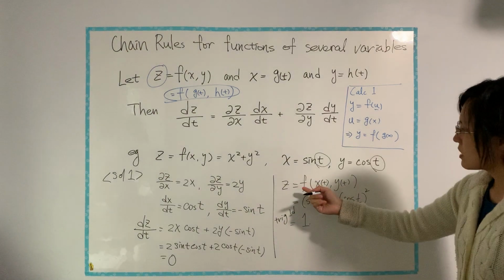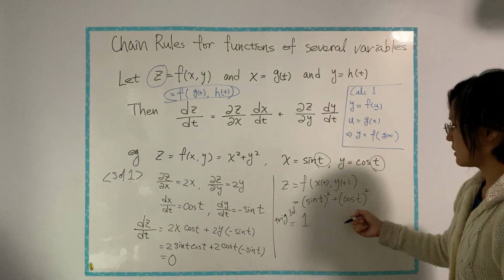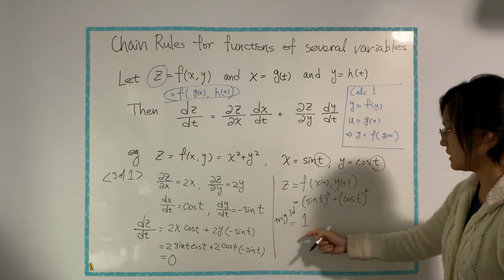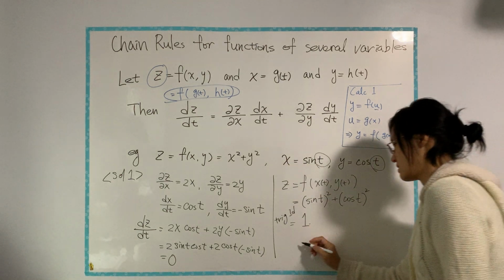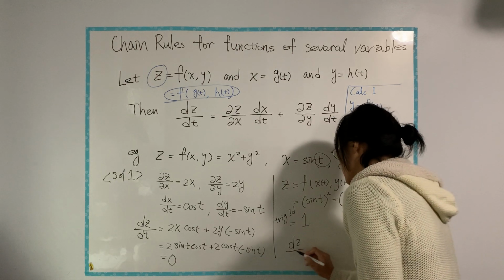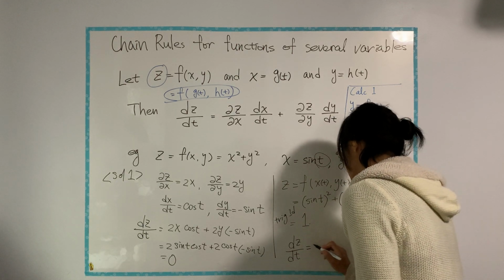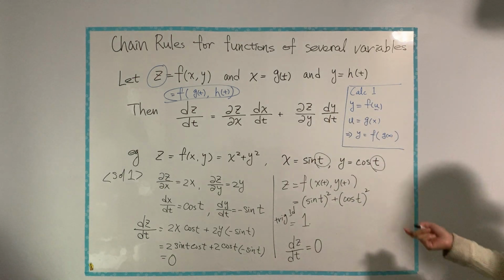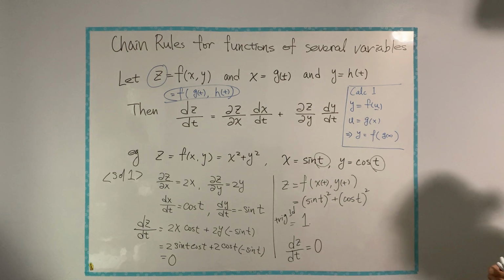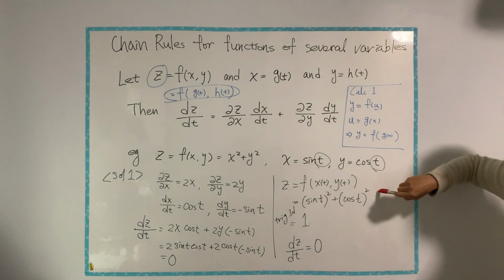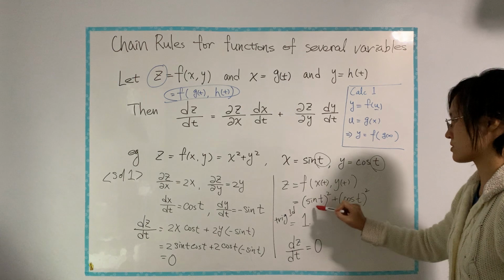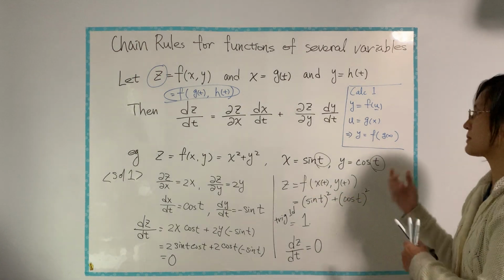All right. So when z is restricted onto sine t and cosine t, z is equal to a constant. So no wonder the derivative of z with respect to t is equal to 0, because the derivative of a constant is equal to 0. Okay. So in this case, you might think, oh, why don't I just do this approach, like just plug everything in and then just differentiate the function as before.